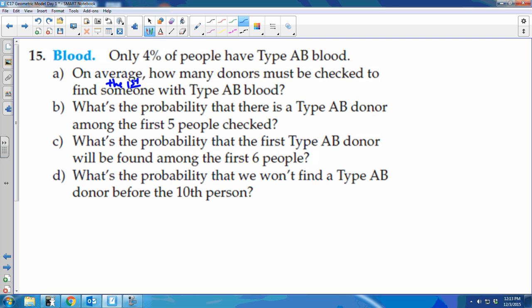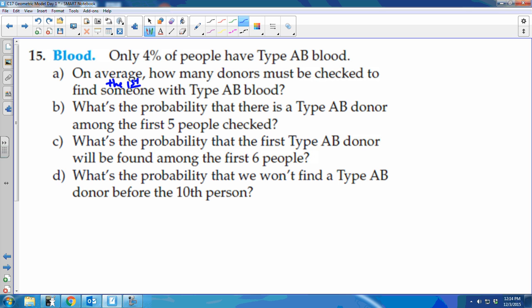So we've got to make sure it's Bernoulli trials before we can do the geometric model. Do you have 2 outcomes? Yes, AB or not. Do we know the probability of getting AB? Yes. Then we know the probability of not AB. So that works too. And then we're going to assume these people are independent. So we can use geometric stuff.